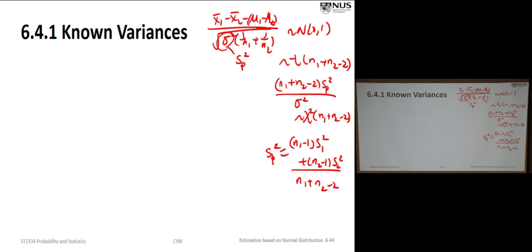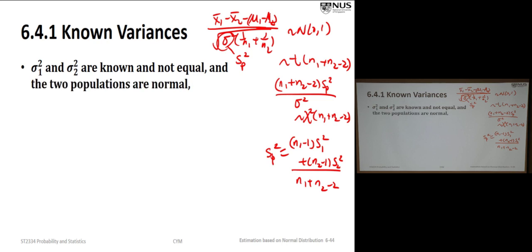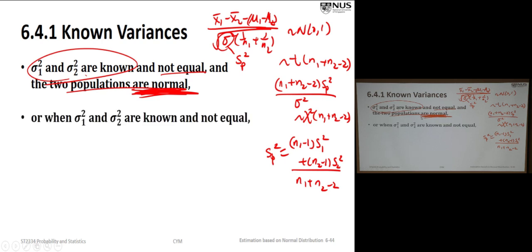All right, so here, I already covered the known and not equal case. In fact, it doesn't matter whether equal or not. Once it's known, it's the same thing. But here you require it to be a normal population, all right?